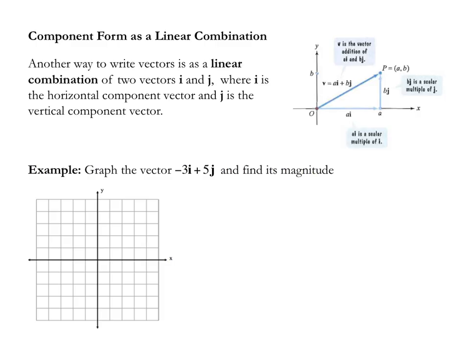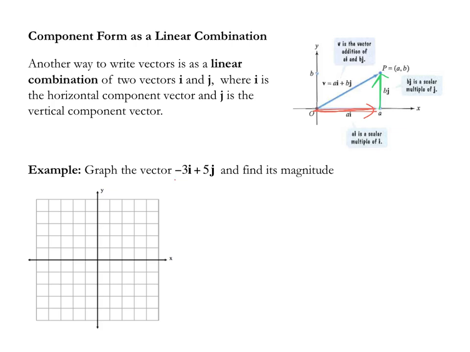Alright, so here is another way to write vectors. This is called the linear combination of two vectors, because what this is actually doing is breaking it down into two separate vectors. So you have an i vector and a j vector, where i is the horizontal component and j is the vertical component. So this is how I was getting you to think about it when it is in the bracket form, but this is literally separating it into the two separate ones.